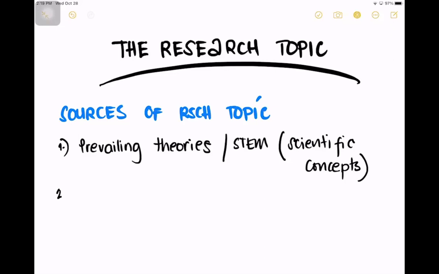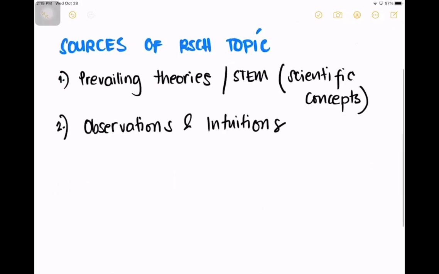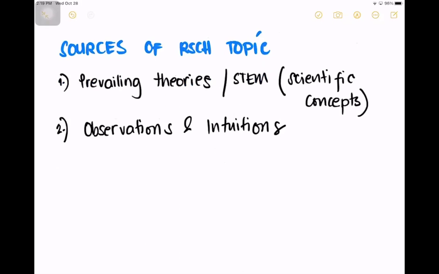Okay. Number two, here we have your observations and your intuition. Now, remember that one characteristic of a good researcher is being sensitive to his surroundings, being observant and inquisitive. And whatever you see around you, something that might spark that inquisitive mind of yours, could be a source of research topic.